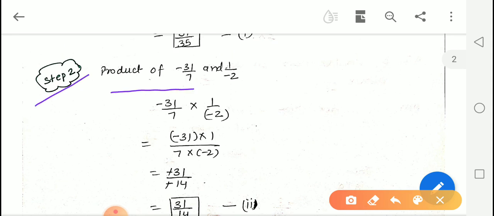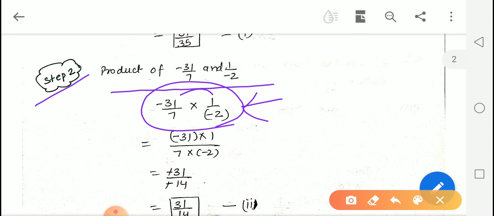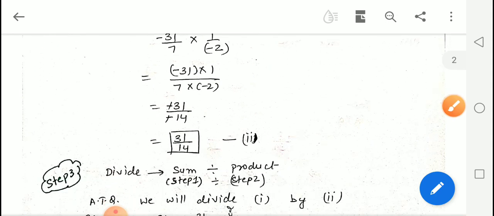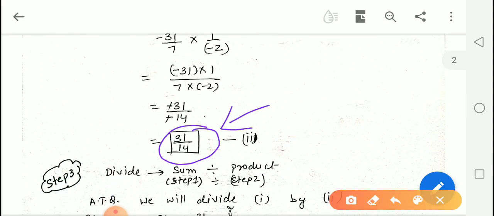Second step is the product of negative 31 upon 7 and 1 upon negative 2. Here is the equation form. We will do the multiplication of this. Here, because cancelling is not possible, we will multiply numerator by numerator and denominator by denominator like this. Then we will get negative 31 upon negative 14 as the answer of the product. Now negative and negative will cancel. We will get 31 upon 14 as the answer of the product. We will give this the number equation 2.